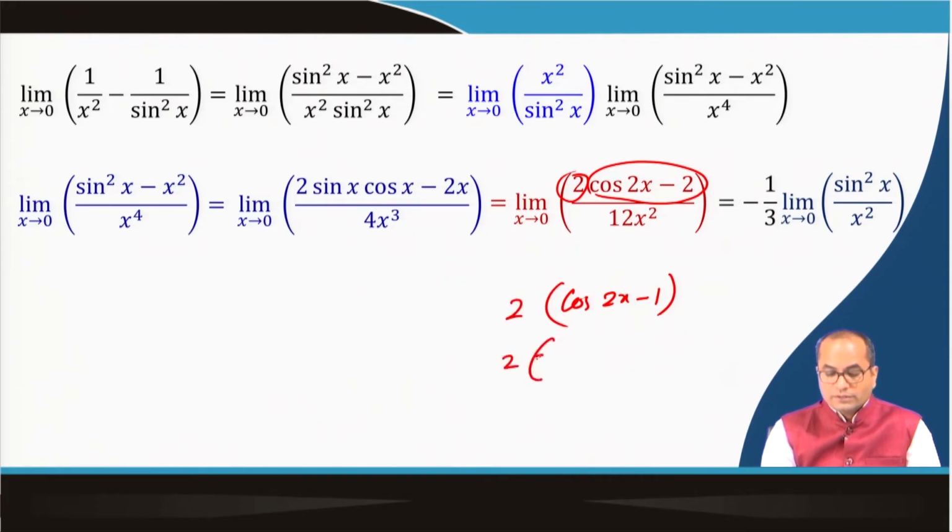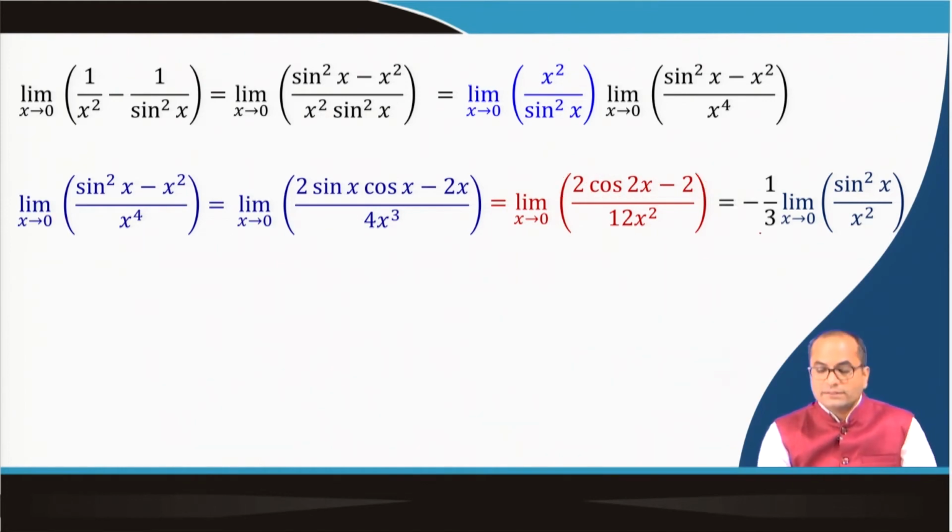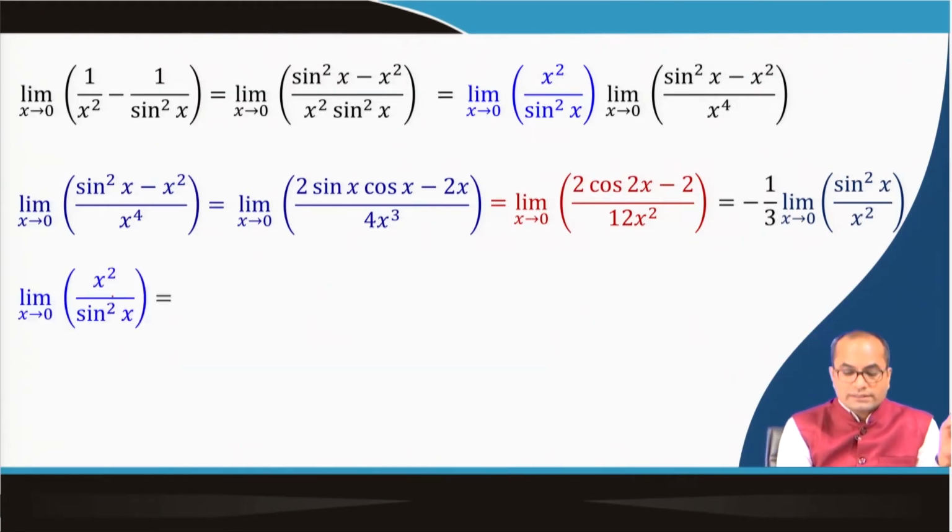So this will be cos 2x means 1 minus 2 sin square x, and minus 1. So this one gets cancelled, we have 4 sin square x and it was 12 there, therefore we are getting here a 3, and then with minus sin square x over x square. So we have this, there was x square over sin square x, here we have the sin square x over x square term. Well, so now let's handle this one first, x square over sin square x.